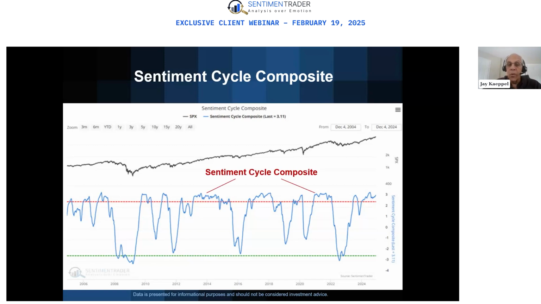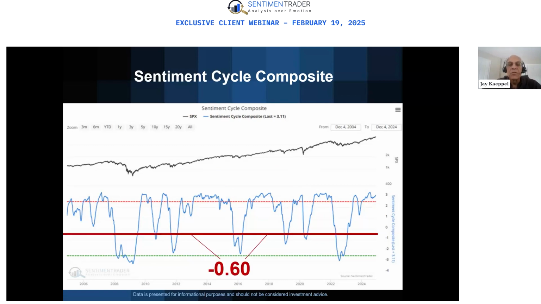Interesting, one thing that I really like about it is it sort of makes sentiment into a trend following indicator, which as a trend follower by nature, I kind of like that. So let's take a closer look. The simplest way possible to look at this is to see where it stands relative to a value of minus 0.60. That's kind of the line in the sand between bullish and bearish.